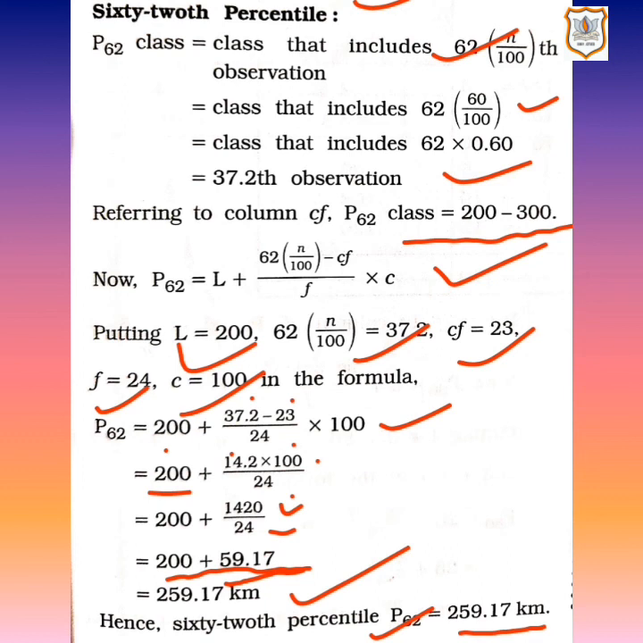259.17 kilometers. So in this video we have done the sums 1 and 2 from exercise 3.4. One was ungrouped data and other was continuous frequency distribution.